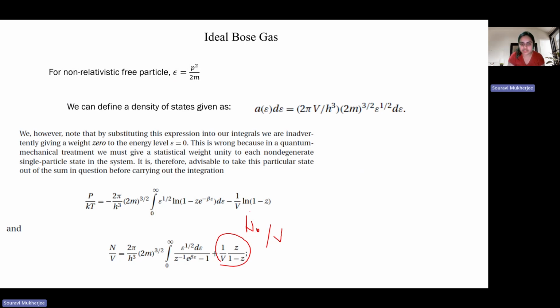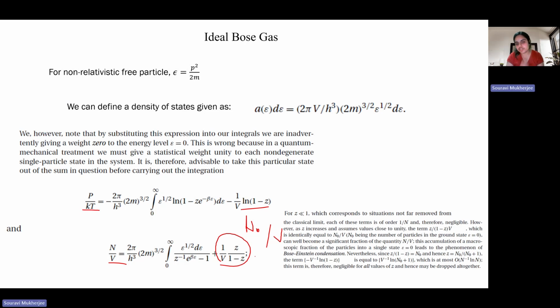Similarly, this term comes because of the epsilon equal to 0 term. So this is your expression for pressure, and this is the number density N by V, for z much smaller than 1, which corresponds to a situation not far removed from the classical limit. So when z is much smaller than 1, you are in the classical limit, and there you can see that these effects are not very significant. Each of these terms is of the order of 1 by N and therefore negligible. However, as z increases and assumes a value closer to unity, so now you're going towards the quantum regime, the term z by 1 minus z matters.